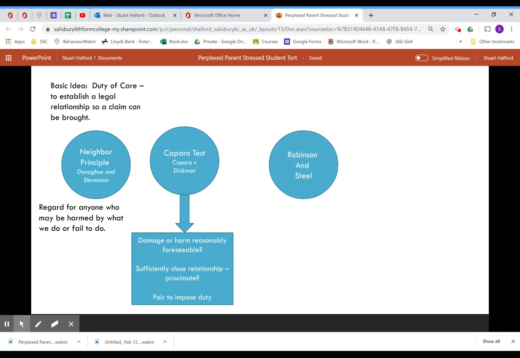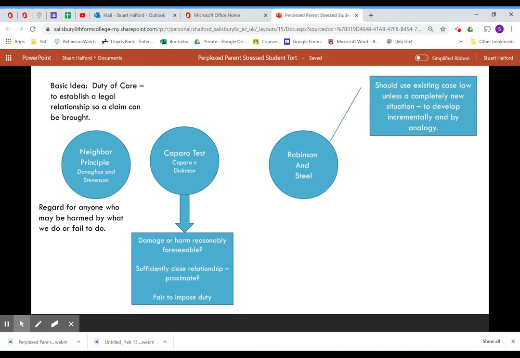In a couple of recent cases, Robinson and Steele, it's been established by the judges that what should actually happen is existing case law should be used unless there's a completely new situation, and that way we can develop the law incrementally and by analogy. So the three-part Caparo test is used as a kind of last resort. Generally, you should use existing laws and just develop them to cover the new situation.